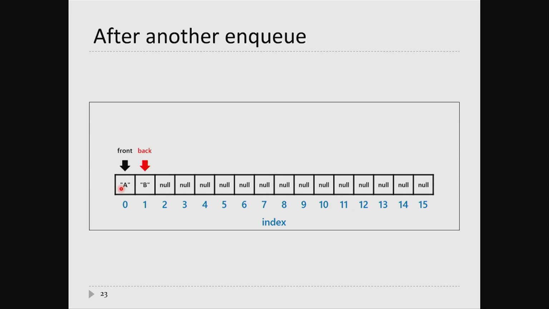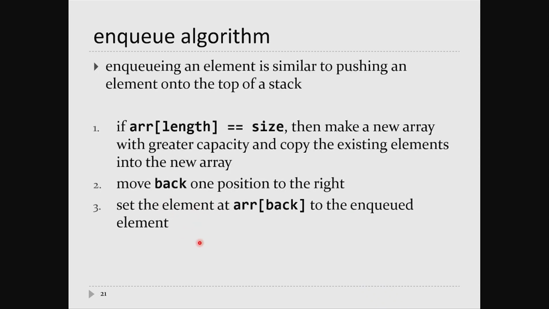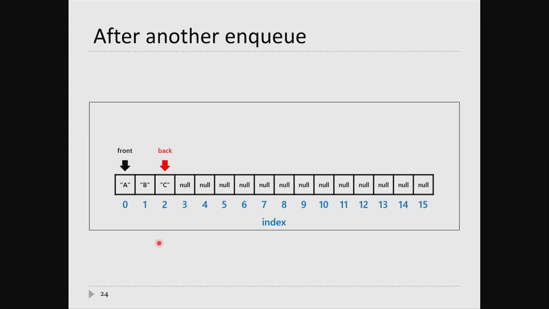If you enqueue another element, so I enqueue the B, back moves over 1. We set the element to B, and then we're done. One more: I move back over 1, and then set the element to C. Oh, there's actually a step missing here. Set the element, and then step 4, set size to equal size plus 1, because we added an element to the queue. And after 5 enqueue operations, you get something that looks like that. So that's basically the same picture that I showed you in the animations.